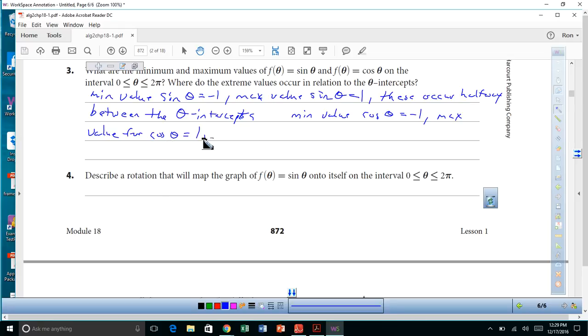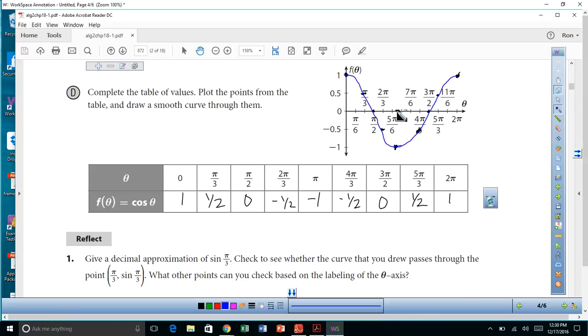And again, these occur halfway between the theta intercepts. And I'll show you what I'm talking about. Let's drop back here. Okay, see, halfway between here and here is the minimum, okay? And if I had taken that over one more, you'd see that that's halfway. And if I'd gone over this way, you'd have seen that that's halfway.